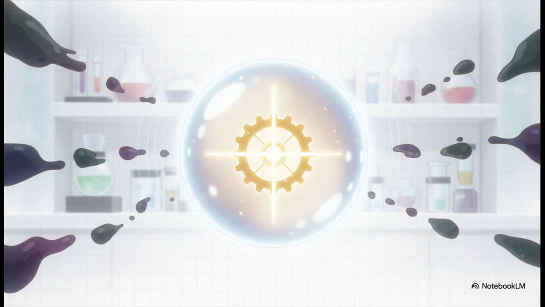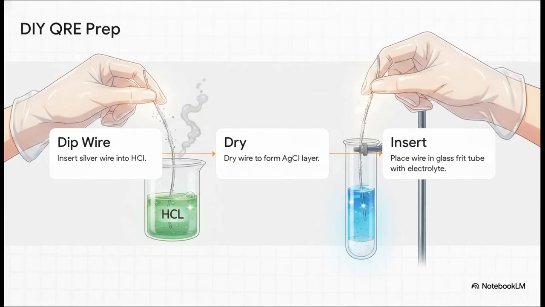It's a real lifesaver. And the beauty of working in organic solvents is that if you ever need a fresh baseline, you can easily build a DIY quasi-reference electrode in just a few minutes. You simply take a clean silver wire, dip it into concentrated hydrochloric acid to chemically grow a thin, insoluble layer of silver chloride, let it dry, and then house it in a glass frit tube filled with your organic electrolyte. It's inexpensive, fresh, and perfectly matched to your solvent system.